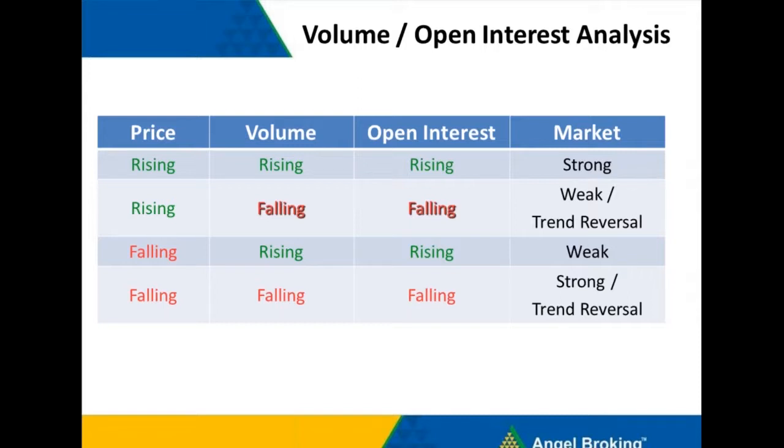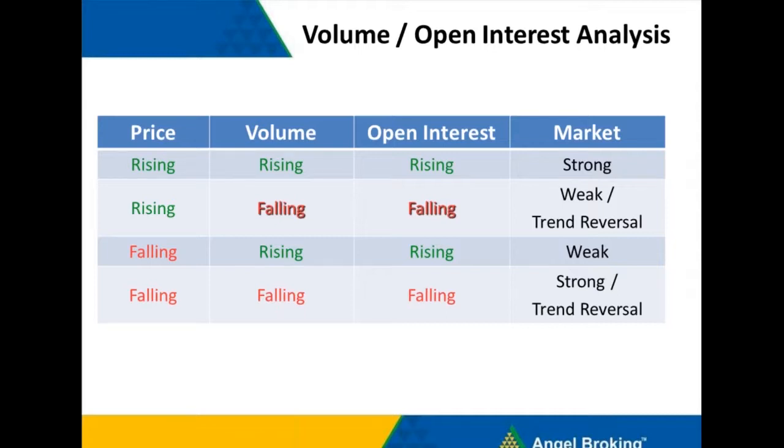We have the open interest also plays a very important role. So if you find that the price of gold is rising, volume is also rising, and open interest is also rising, that basically reflects a strong market. Likewise, if the price is rising but volume is falling and open interest is falling, that means the bulls are losing control, so there is a possibility of a trend reversal.